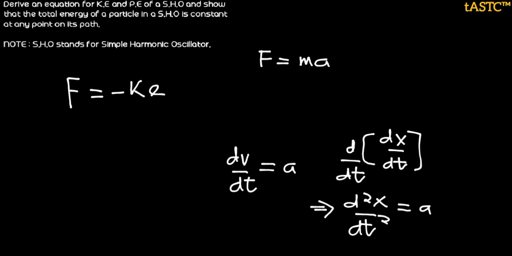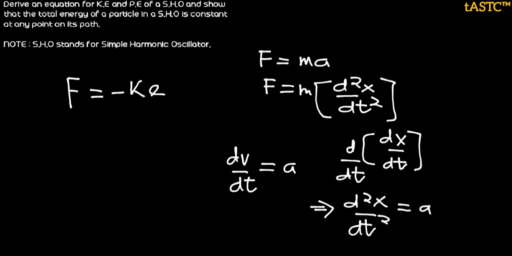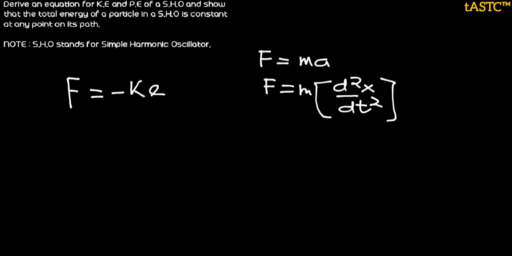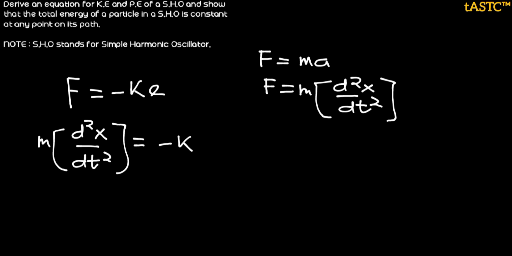Therefore, we can write the force in this way, with d squared x over dt squared being the acceleration of the body. Because we have force equal to negative Ke, and force is also equal to ma, we therefore have mass multiplied by d squared x over dt squared equal to negative Ke.